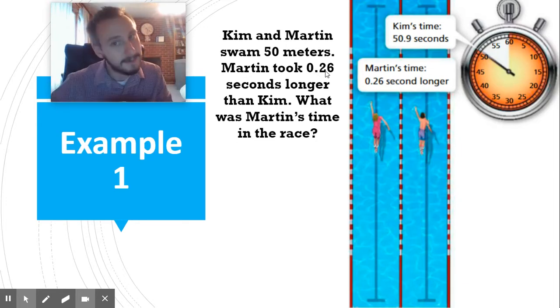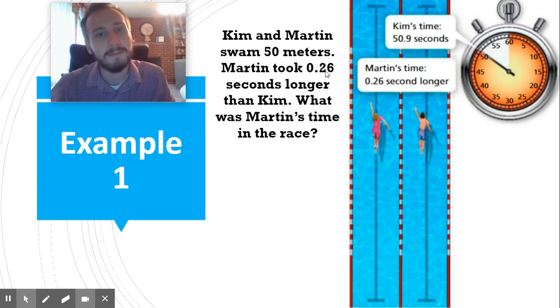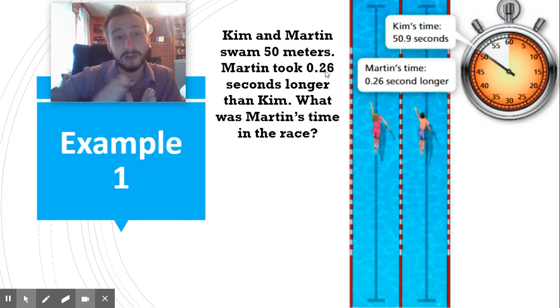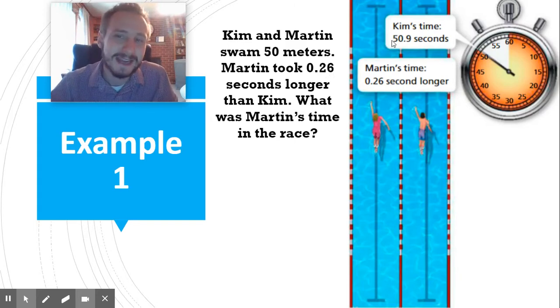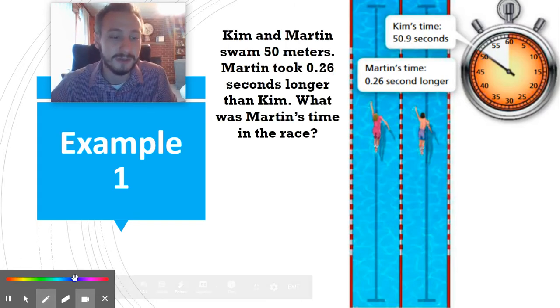So if Kim's time is 50.9 and Martin finished longer than Kim, that means that Martin finished the race after Kim did. So if Martin's time is longer, that means I need to add Martin's time to Kim's time to figure out what Martin's time actually was. Okay, so if Kim's time right here says 50.9 seconds, what we want to do is write down 50.9.